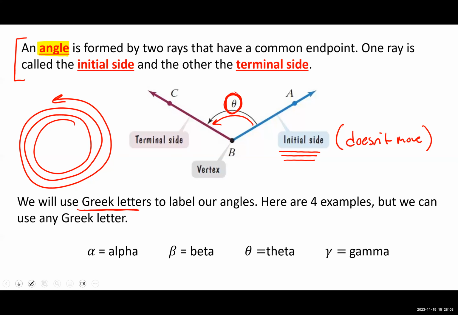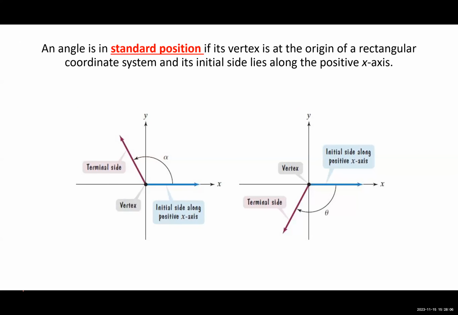All right, so let's move on. For an angle to be considered in standard position, the initial side or the starting side is going to be at the positive x-axis. So this one doesn't move. This blue one does not move. That's the initial side of the angle, or the initial ray that forms the angle. And then the other one is the one that's rotating, the one that's moving, the terminal side.